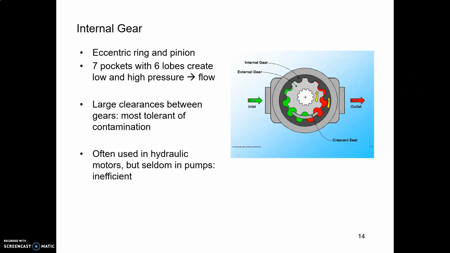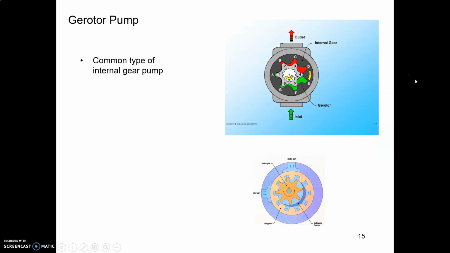Or you could have an internal gear. This is kind of like a planetary gear inside a ring gear, and as this thing turns, as you can see, because it's off center, the size of the cavity changes as the thing turns around. Probably the most common type of internal gear pump is the Gerotor Pump, which I think is short for generator rotor or something like that.